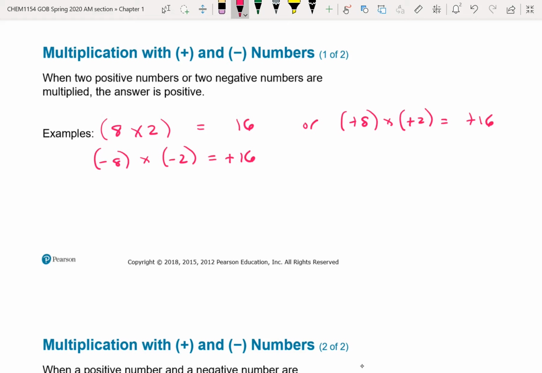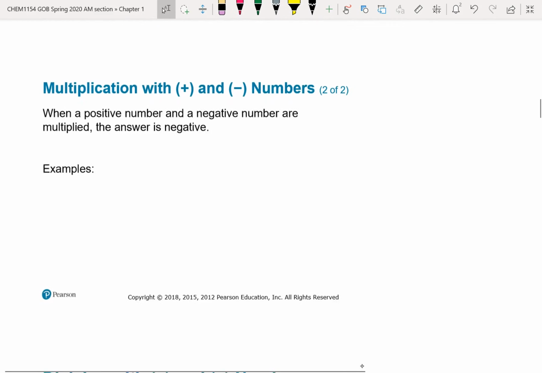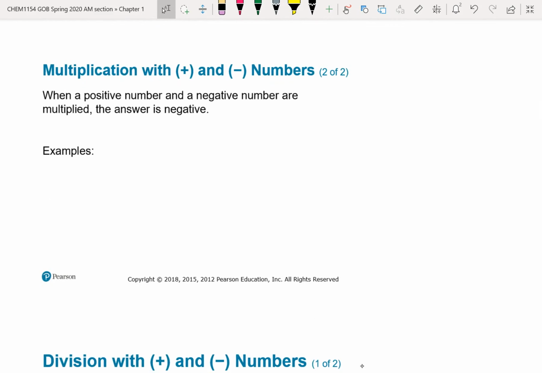So you multiply two numbers, and if those two numbers have the same sign, whether they're both positive or both negative, the answer that we get is going to be positive. If you multiply two numbers and they have different signs, then the answer is going to have a negative sign. So if I have positive 8 times negative 2, that's going to give me 16, but my sign now is going to be negative.